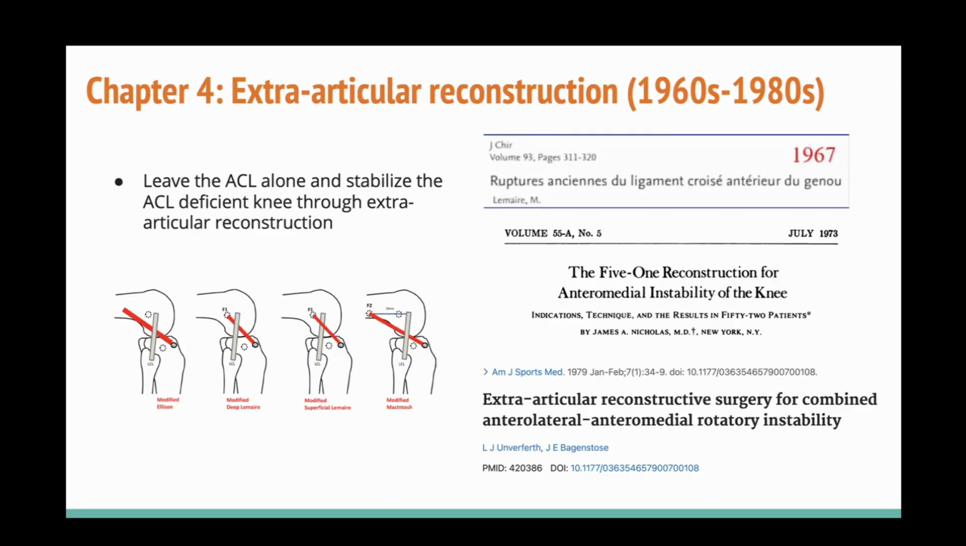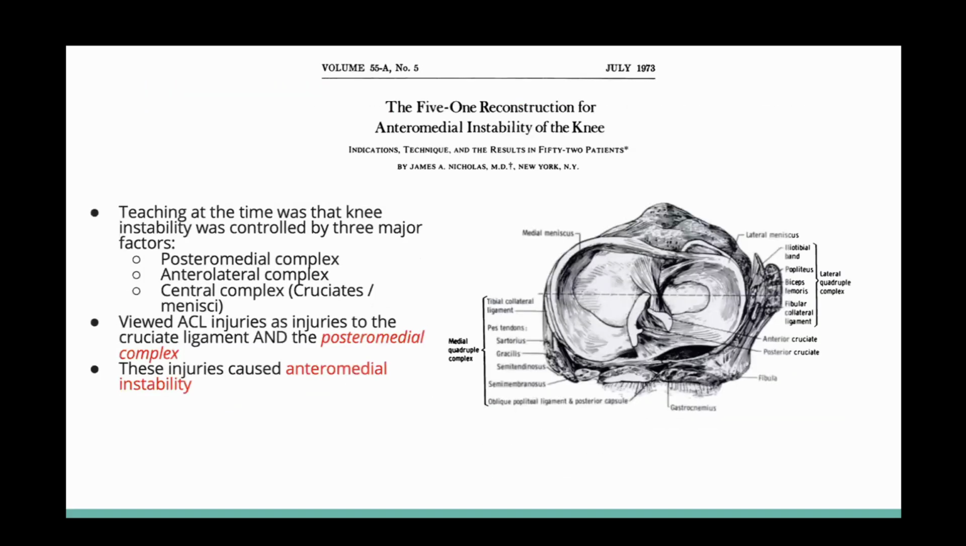There are papers from Lemaire at this time in 1967. He talks about the Lemaire technique, which would become the lateral extra-articular tenodesis, where we're harvesting the IT band and using that to stabilize the knee from the lateral side. And also, interestingly, you have this guy right here, James Nicholas, who published this article in 1973 called the 5-1 Reconstruction for Anteromedial Instability of the Knee.